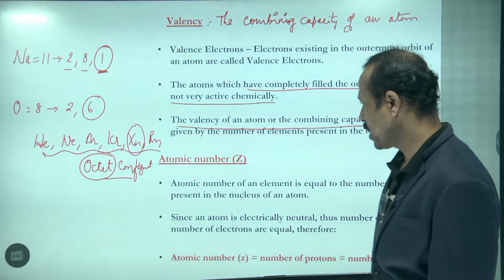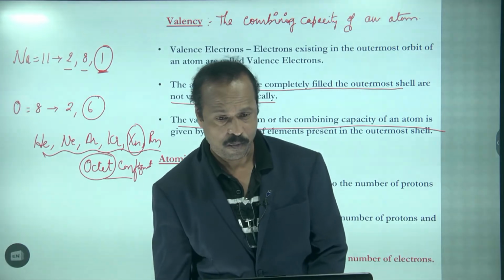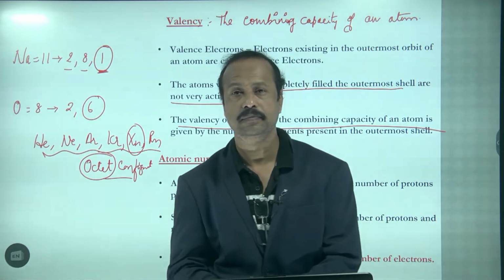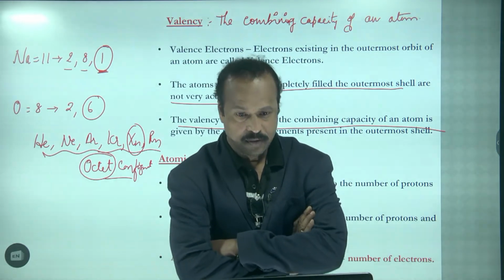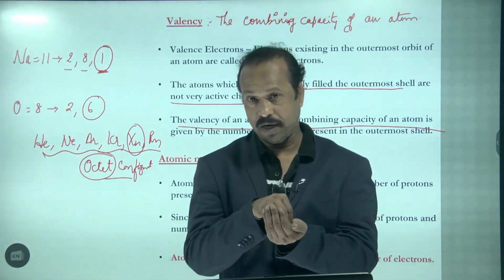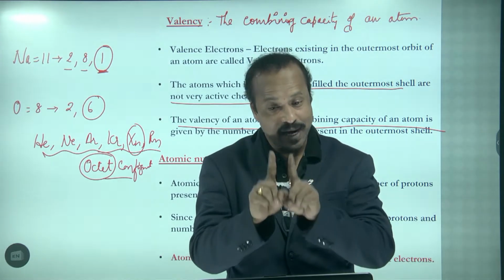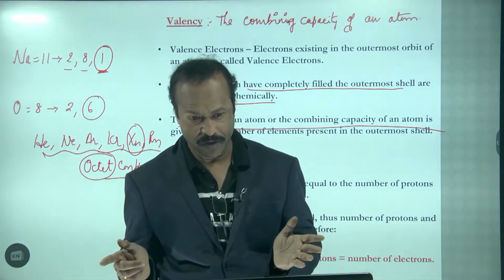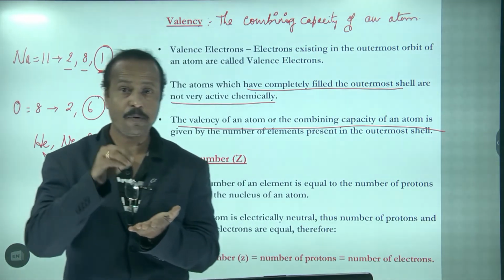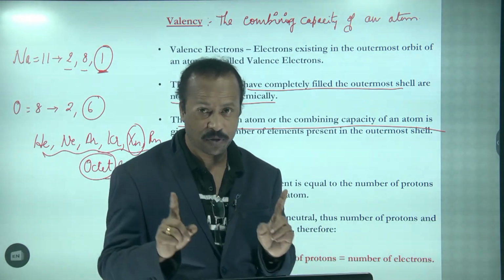Now, come to the atomic number. I think we discussed the atomic number in the previous classes. If not, no problem. What is atomic number? The number of protons present in the nucleus of an atom. Very good. The number of protons present in the nucleus of an atom is called the atomic number. And this atomic number is also equal to the number of electrons revolving around the nucleus. If you take any neutral atom, the same number of electrons as protons will be revolving around the nucleus.